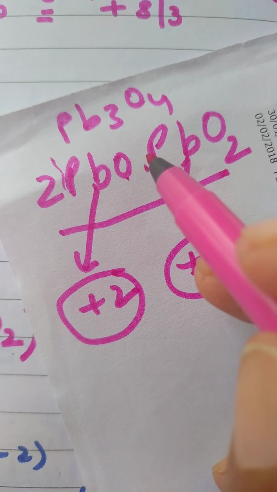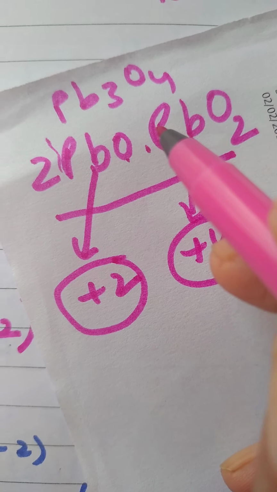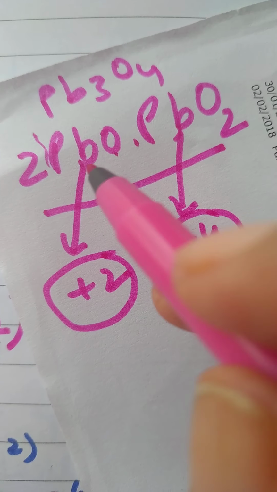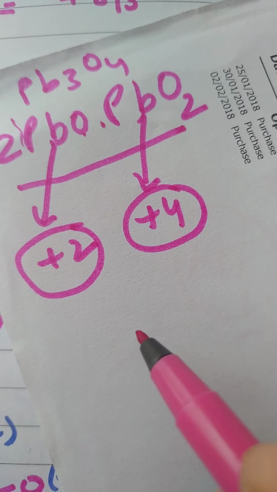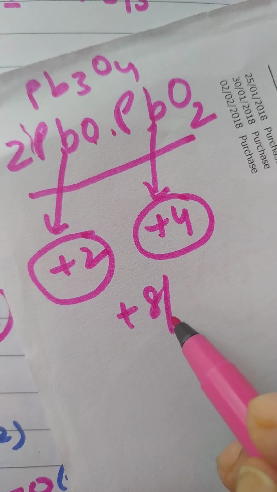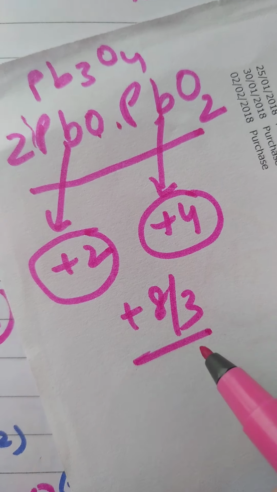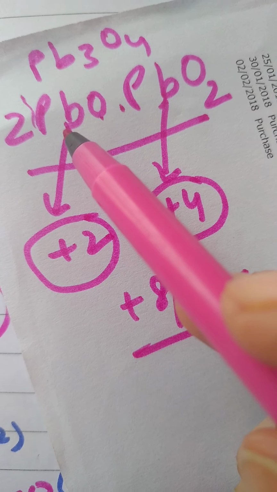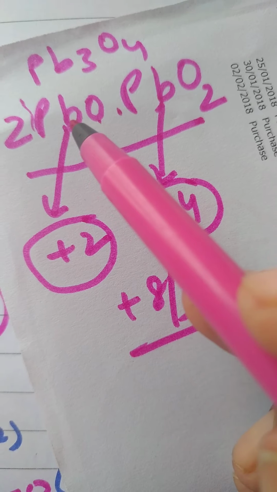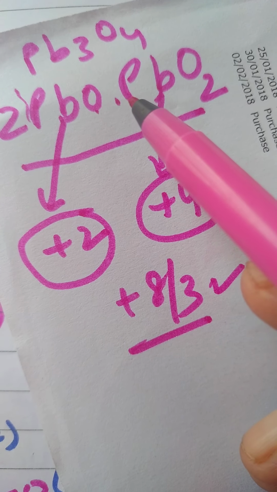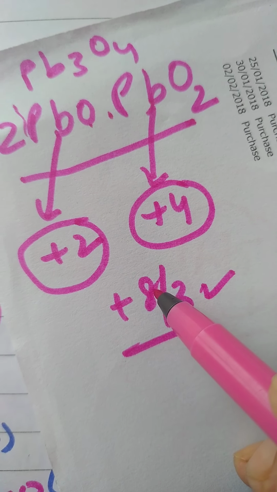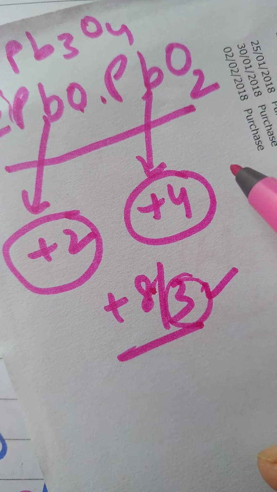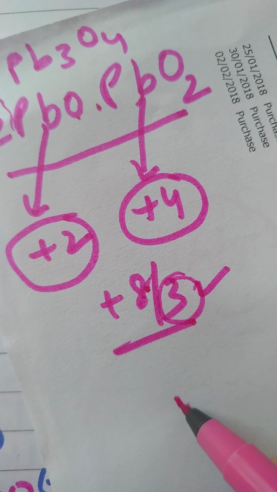But when we calculate oxidation number, we take both of them as X. We take both of them as X. That is why we are getting it as plus 8 by 3. Is that clear? Plus 8 by 3, because there are 3 lead atoms, 1, 2 lead atoms and 1, 3 lead atoms. Right? And 8 is the total charge. It is shared between 3 atoms. That is, we are calculating the average value.